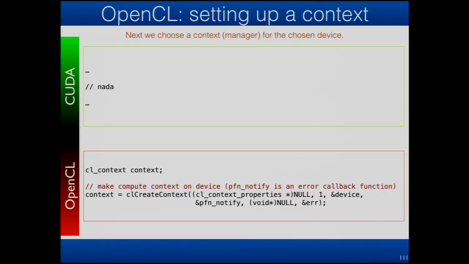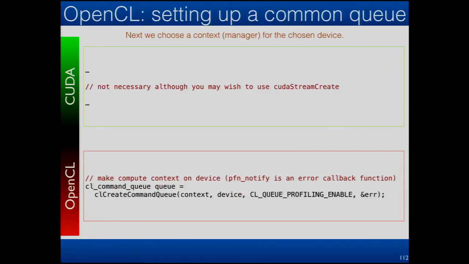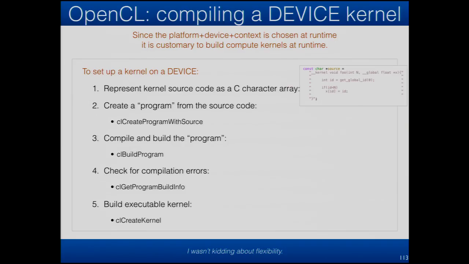Still not having to do anything in CUDA, but in OpenCL, if you're going to work at this level, you have to create a context, which is your way of interacting with the device. Then, optionally in CUDA, you can create a queue, or multiple queues, which they call streams. In OpenCL, you are obliged to create a queue, into which you put your kernel requests. Oh boy. So we've just got to the point where we've got a queue we can push commands into on the device.